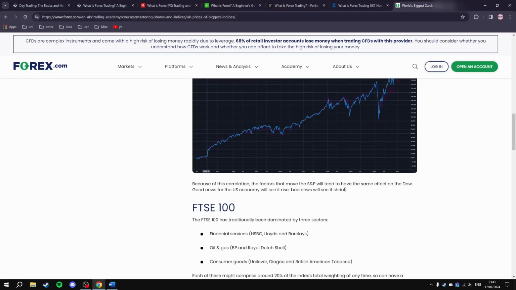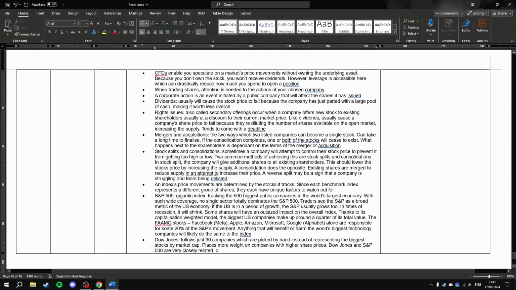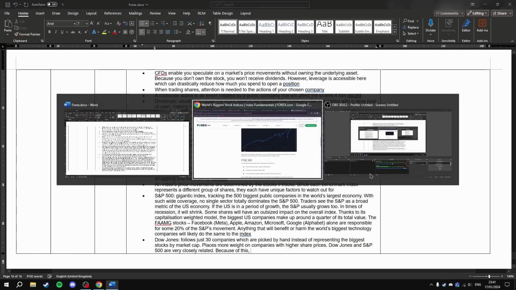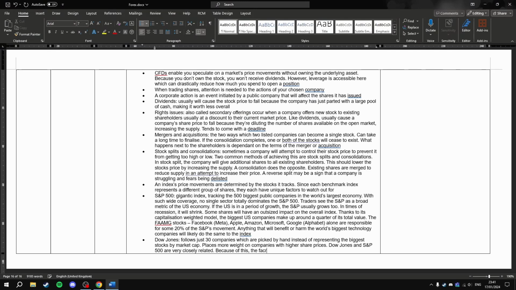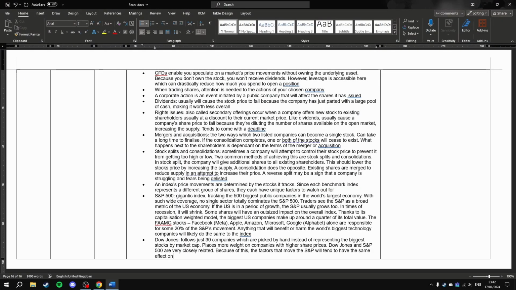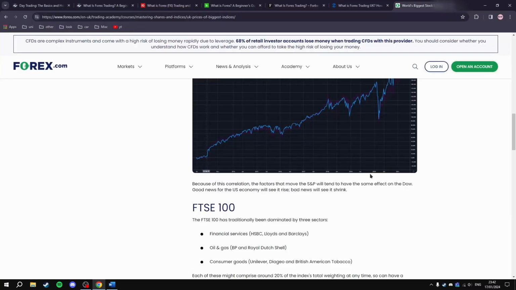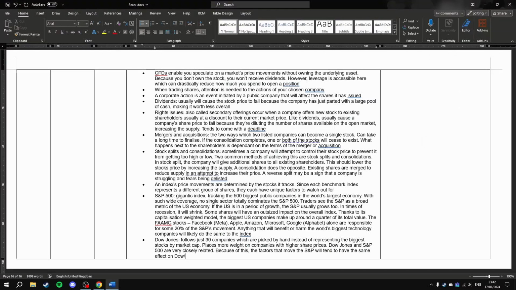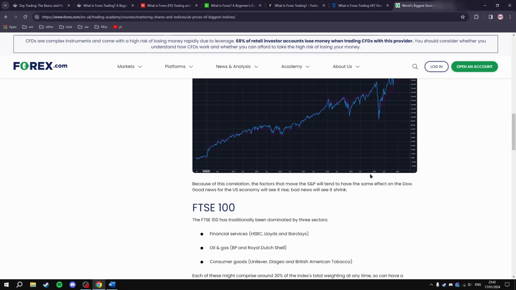Because of this correlation, the factors that move the S&P will tend to have the same effect on the Dow. Good news for the US economy, we'll see it rise. Bad news, we'll see it shrink.